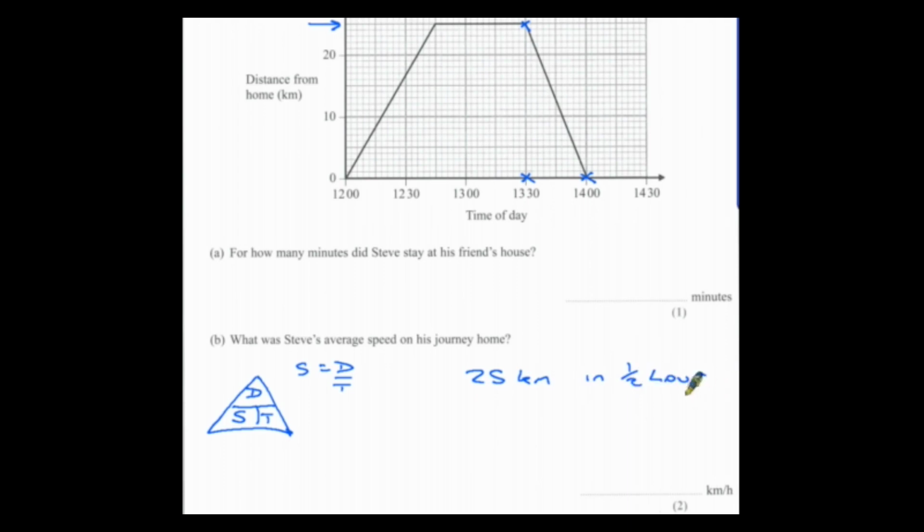Therefore, if he's travelling 25 kilometres in half an hour, we need to know what his speed is in kilometres per hour. Then in 1 hour, that is twice the time, he would have travelled 50 kilometres. Therefore, his average speed is 50 kilometres an hour.